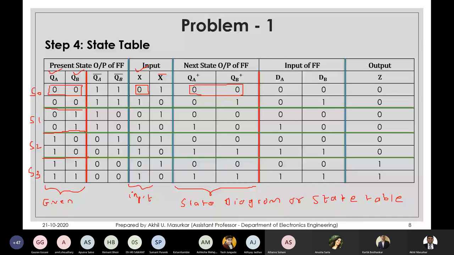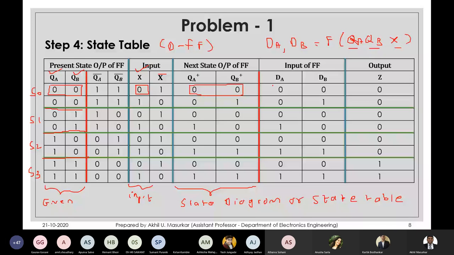Since we have to implement this whole thing using D flip-flop, now we want DA and DB as a function of QA, QB, and X. That is what we want. But how to fill DA? We can get a function of QA, QB, and X, no problem. But first we have to fill this.